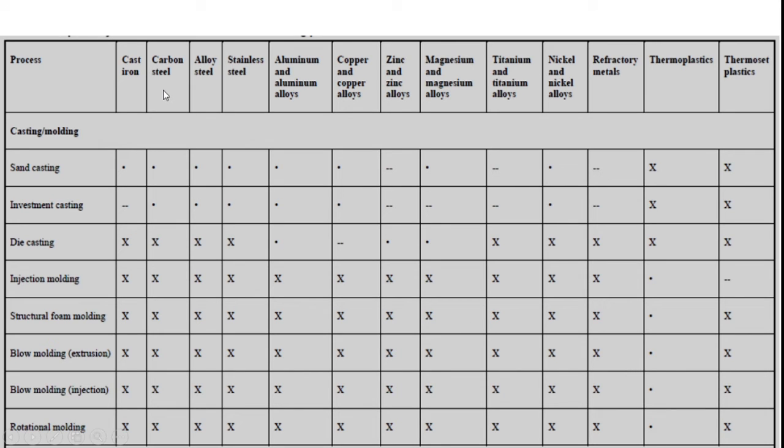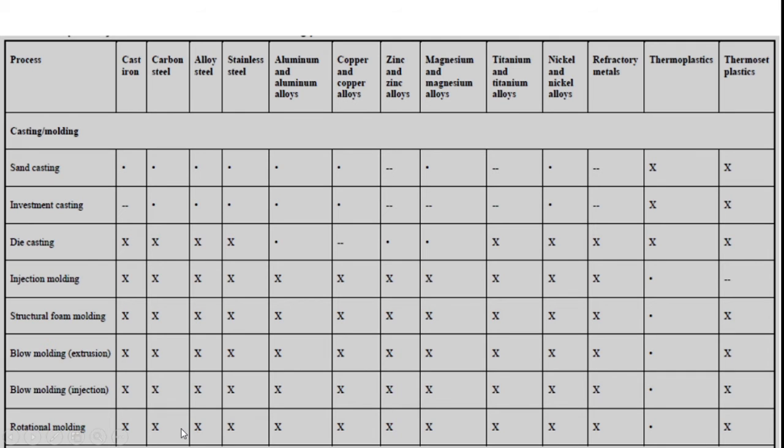For example, if you consider carbon steel, we can process it with the sand casting process and the investment casting process. But this material can't be produced with die casting, injection molding, structural foam molding, blow molding, injection, and rotational molding.